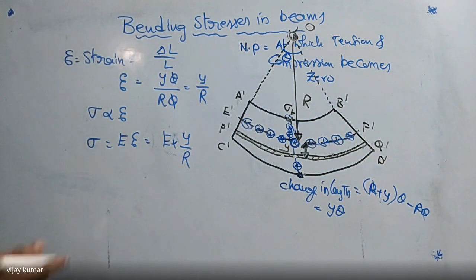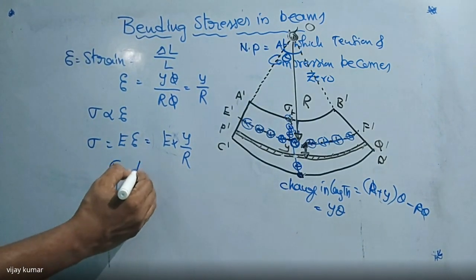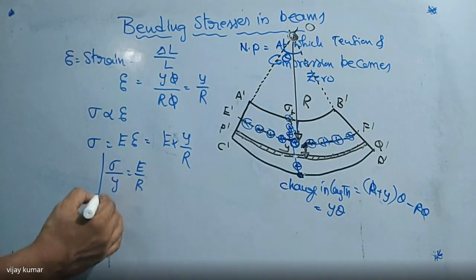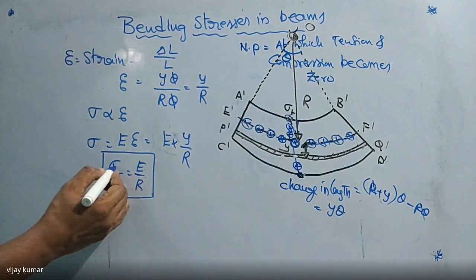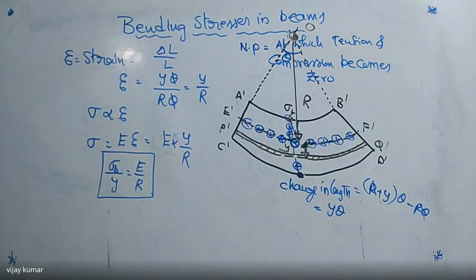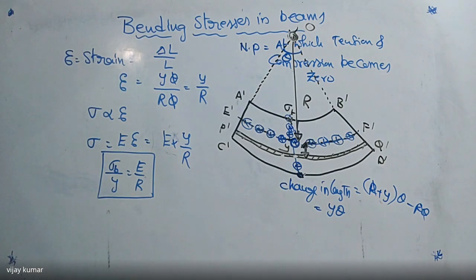Then I am writing here, sigma_b by y is equal to E by R. So this is the value of stress. This value is nothing but bending stress. Do you get the point or not? So sigma_b by y is equal to E by R. So I want to find the moment here.